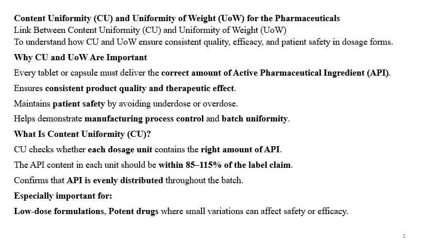What is content uniformity? CU checks whether each unit contains the right amount of API. The API content in each unit should be between 85 to 115% of the label claim. It confirms that API is evenly distributed throughout the batch. Assay testing is done to evaluate whether the batch contains the exact amount of API or not. But CU gives you an understanding of whether each unit contains the exact amount of API or not.